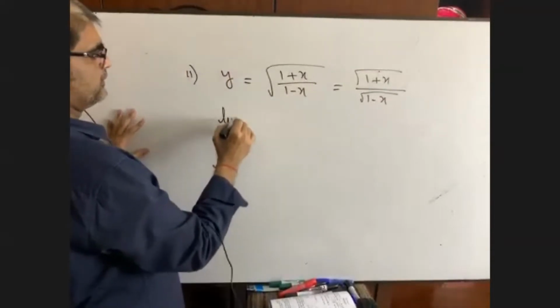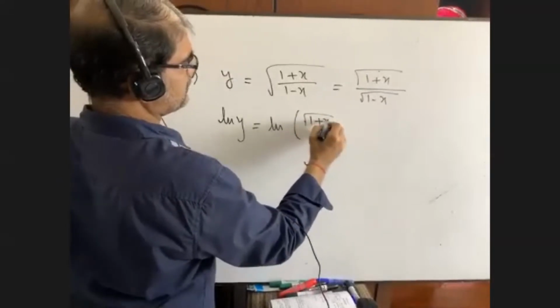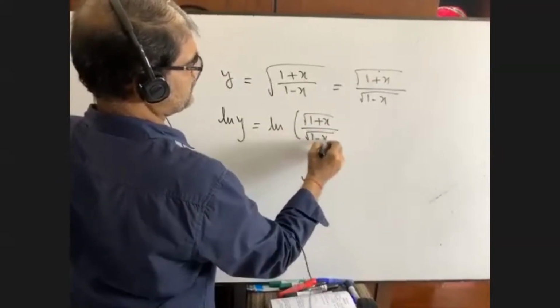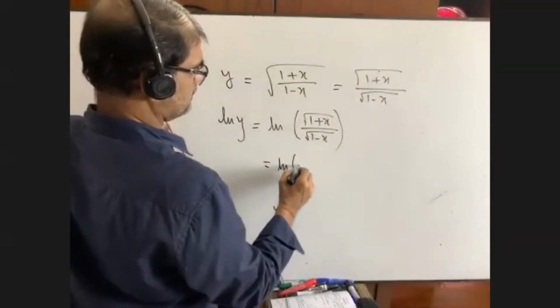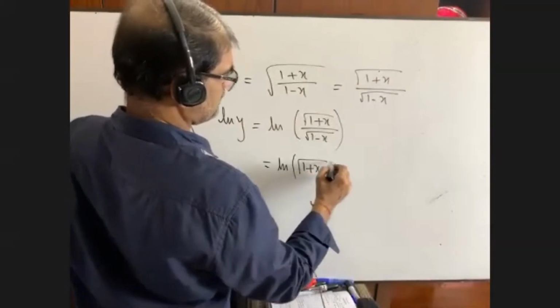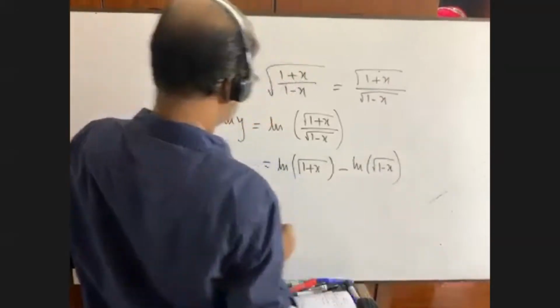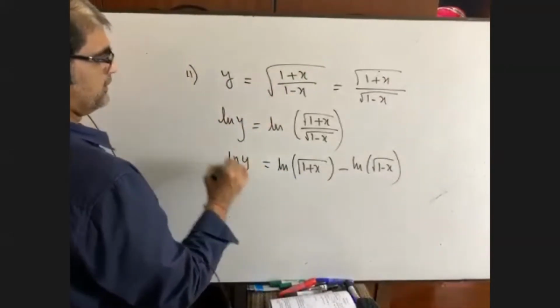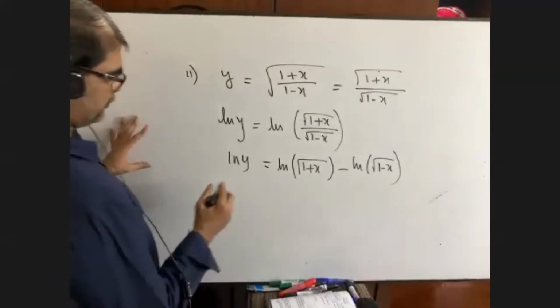So you take ln y equals to ln, it is root over 1 plus x, root over 1 minus x. That means ln root over 1 plus x minus ln root over 1 minus x. I think you can do it. Talk to me. I am doing another line.